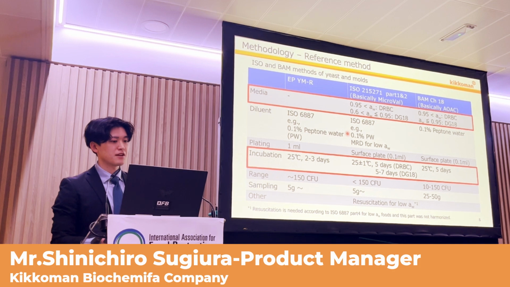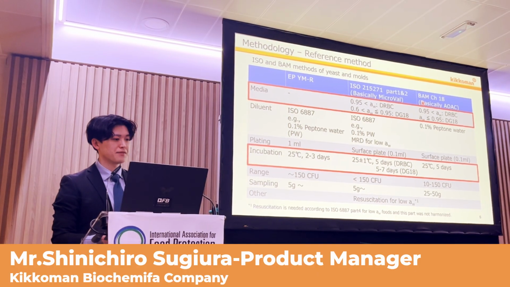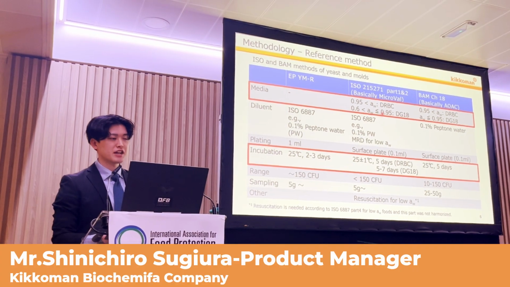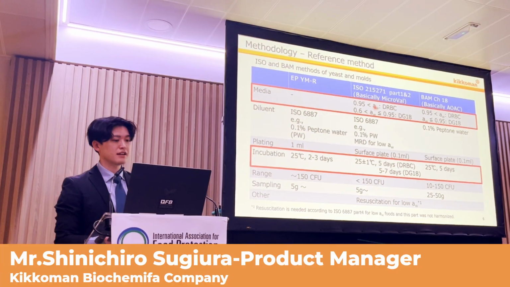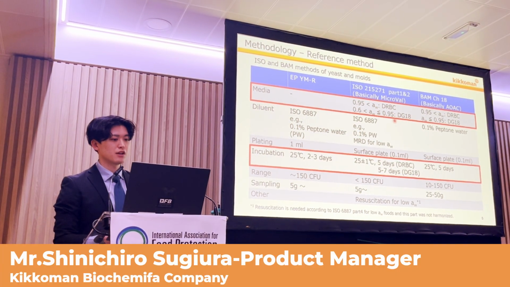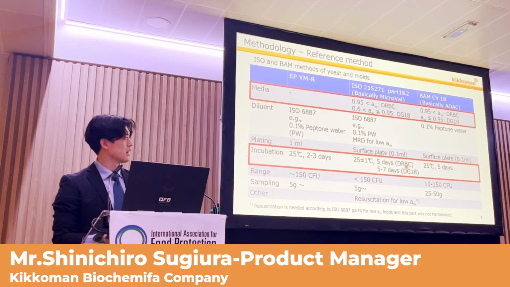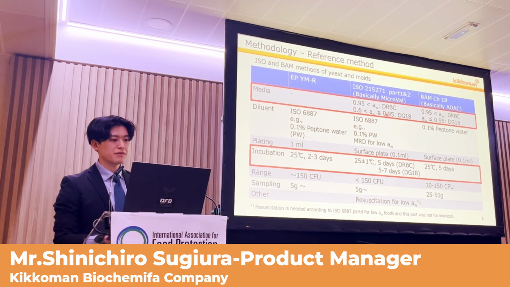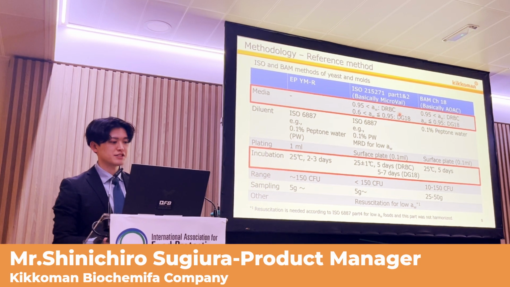And for the reference method, the relevant ISO and BAM chapter were referred to. Since both methods use DRBC plate for higher water activity foods and DG18 plates for low water activity foods, and incubating conditions are basically the same. The validation of MicroVal and AOAC were performed in a harmonized manner.